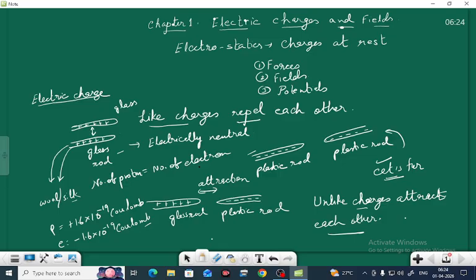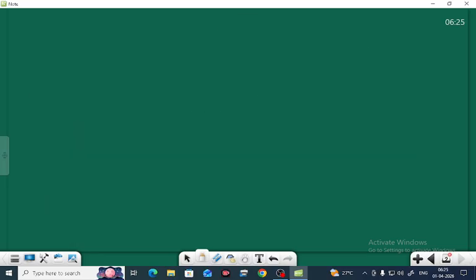So this is the process: if the number of protons and electrons are the same, it is electrically neutral. But if there is a difference between them, if there is a deficiency of electrons, it will be a positive charge, and if any matter gains electrons, it is a negative charge. So what we learn from this experiment is that like charges repel each other and unlike charges attract each other. In the next phase, we will learn about conductors and insulators.